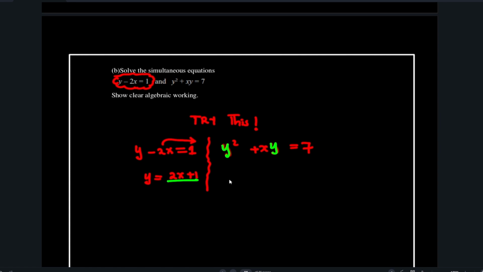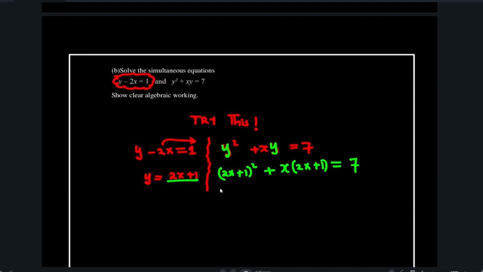Now for the second, we're going to substitute whatever we have here, 2x plus 1, because that represents y, into the second equation, y squared. Anywhere you have y, you are going to replace with 2x plus 1. So I've highlighted y in green so that you can substitute there. Just go ahead, substitute it. Okay, square there, and x into 2x plus 1 equals to 7.